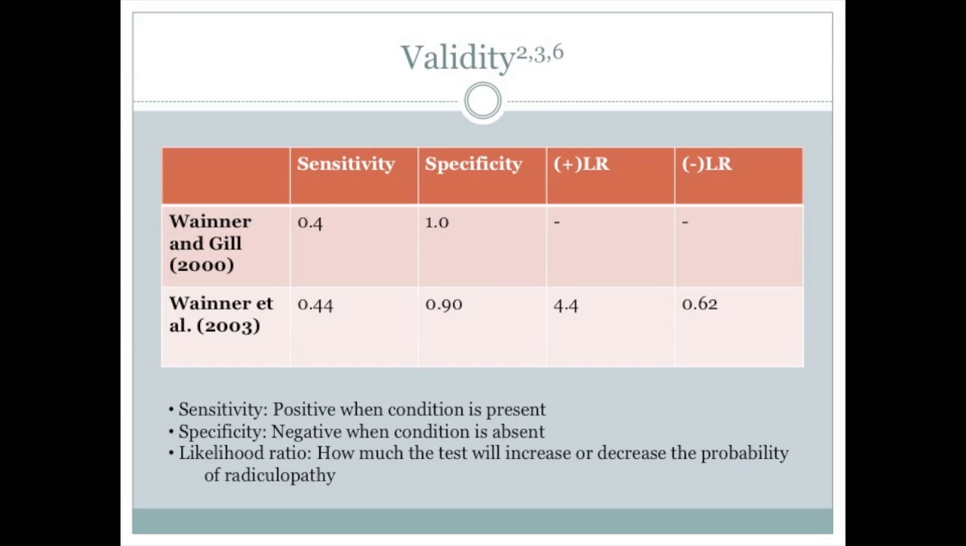In 2003 are positive and negative likelihood ratios. Likelihood ratios help us to determine how much this test will increase or decrease the probability of cervical radiculopathy. A positive LR tells us how much to increase the probability of radiculopathy if the test is positive. 4.4 indicates a small increase in the likelihood of the condition. A negative LR tells us how much to decrease the probability of radiculopathy if the test is negative. 0.62 indicates a minimal decrease in the likelihood of the condition.